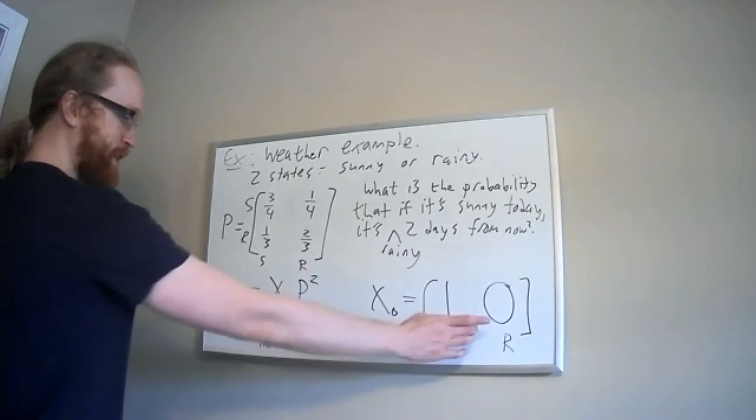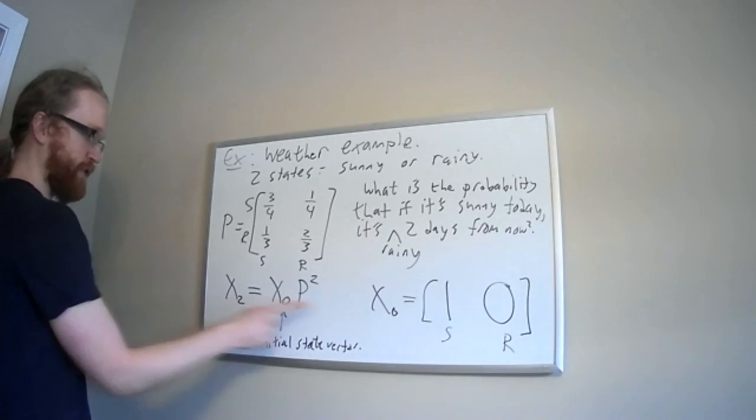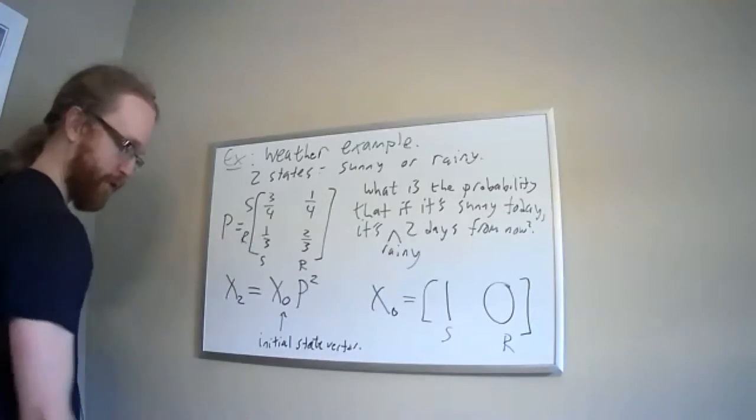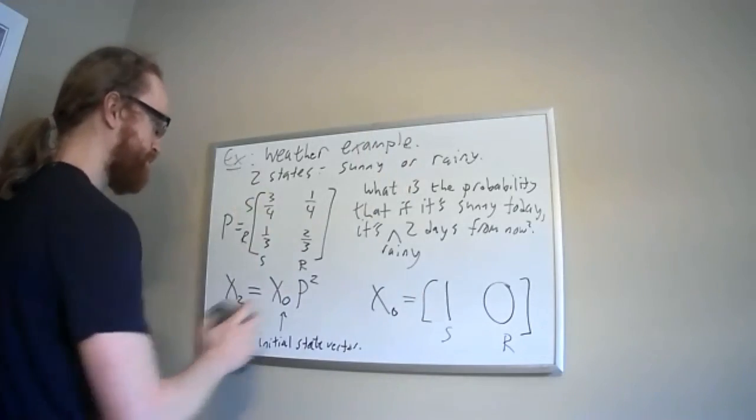So now that I have this, I can easily find x2 by just taking this row vector and multiplying it by P squared. So I'll go ahead and do that. So let's find P squared. So maybe I'll erase this.